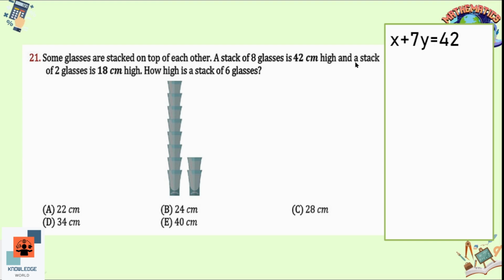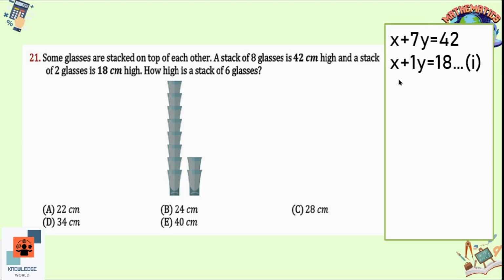Then we have a stack of 2 glasses is 18 centimeter high. So our second equation will be X plus 1y is equal to 18 centimeter. So here we can see a glass at the bottom. X is representing its length and there is only one glass in it. So that's why we have written 1y.